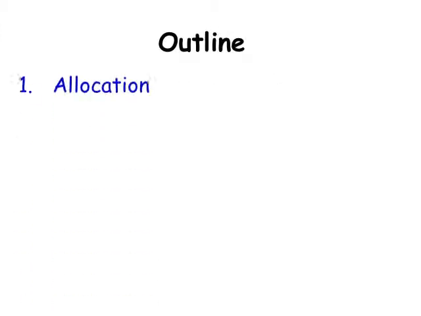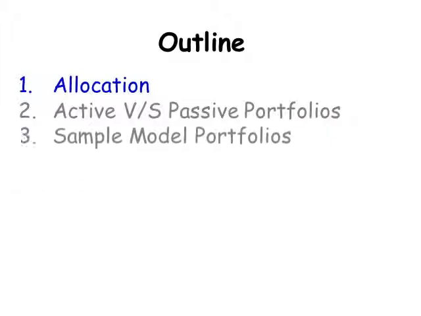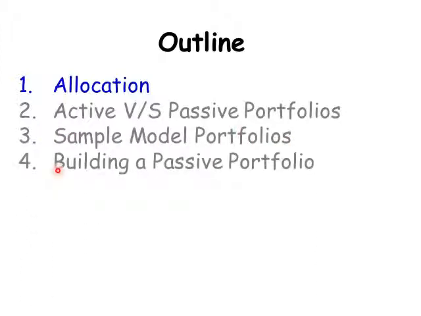Let's continue. We'll go through the outline here. First section is allocation. We'll talk about what the constituents of allocation are, what the components are. Then I will describe what's active and what's passive. Then we'll study some sample model portfolios, both active and passive kind, from online. Then we'll build a passive portfolio.